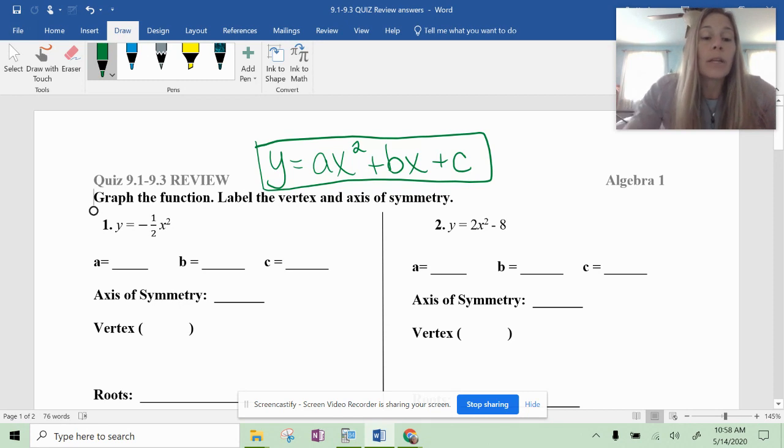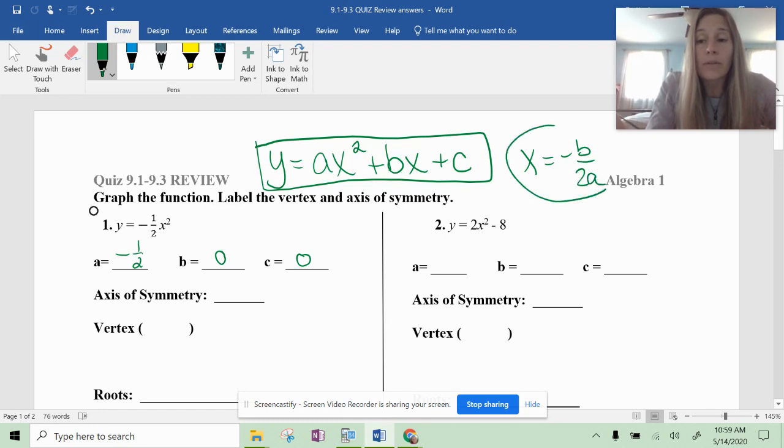So if we take a look at number 1, it's already in standard form. The y is by itself. And we only have an x squared term here. So the a is -1/2, but the b and the c are both 0. Now, hopefully you remember that when you use that little formula, -b over 2a, to find your axis of symmetry and your vertex, when your b is 0, 0 divided by anything is 0, so your x is just going to be 0, which means your axis of symmetry is 0.